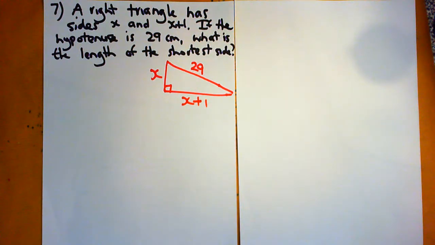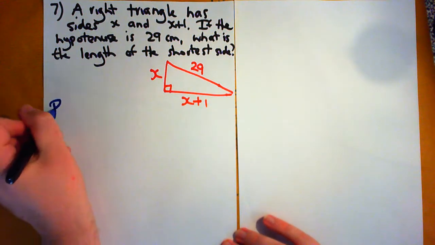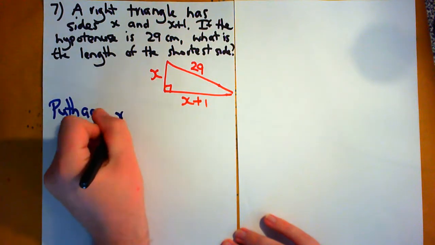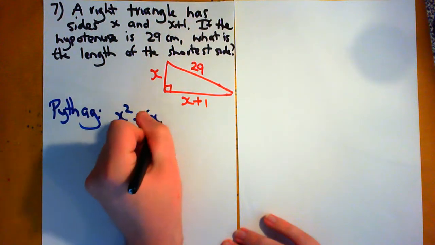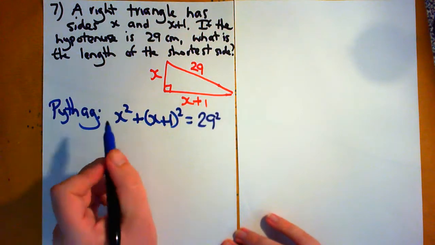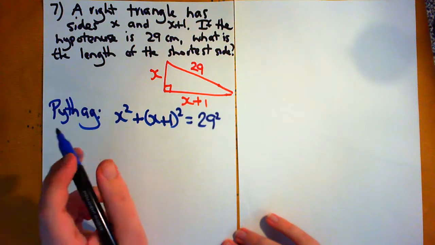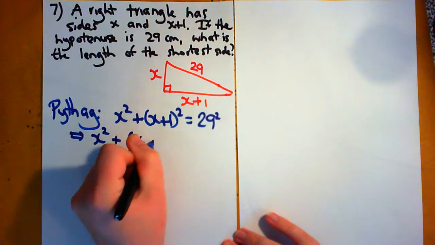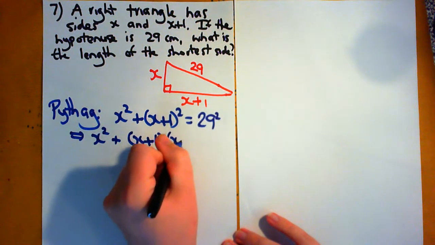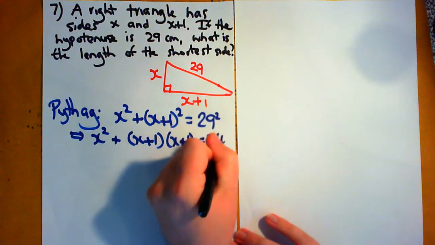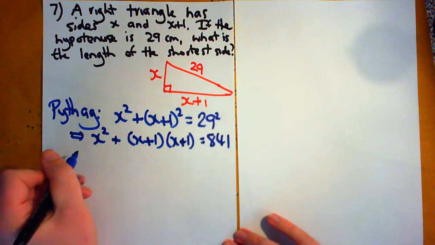So we need to create an equation. We can use Pythagoras' theorem. So what does Pythag tell us? From Pythag, we've got x squared plus (x plus 1) squared equals 29 squared. Okay, so we'll need to expand out the (x plus 1) squared. So we've got x squared plus (x plus 1) times (x plus 1), and then we've got equals 29 squared, which is 841.